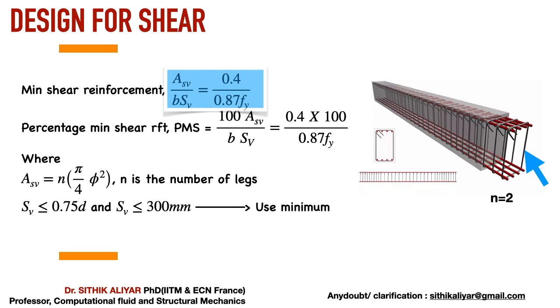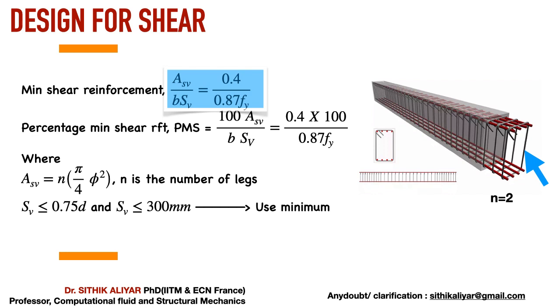If it is two legged, as in the example here, it is 2 into; three legged means 3 into. So how many legs are there in the B into SV area? Consider it as a plan: you can take a paper and draw B into SV as a rectangle. In that, how many legs are there? The percentage of shear reinforcement is equal to 0.4 divided by 0.87 Fy. That is the formula given. Multiplying by 100 on both sides will give you the minimum shear reinforcement.